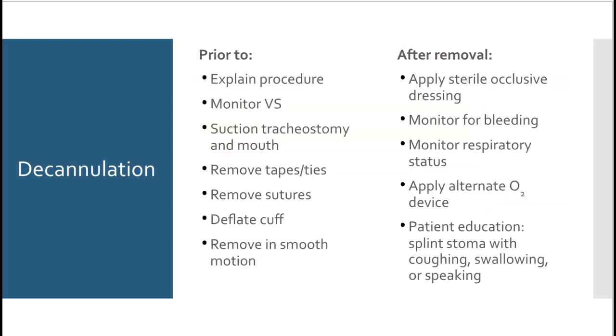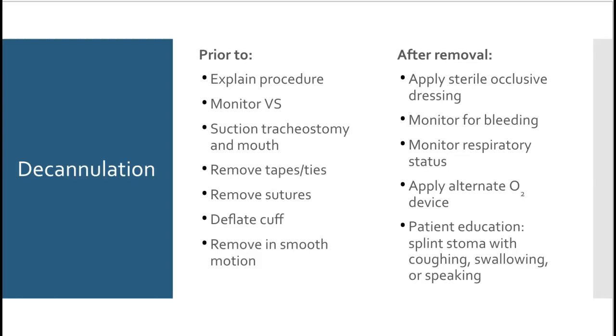So prior to decannulation, we're obviously going to explain the procedure, monitor our vital signs, suction the tracheostomy and mouth, remove any tapes or ties and remove sutures, deflate the cuff, and we just remove it in a nice smooth motion. So think about pulling an NG tube out or a Foley out. Similar, it's just going to be a nice smooth motion.